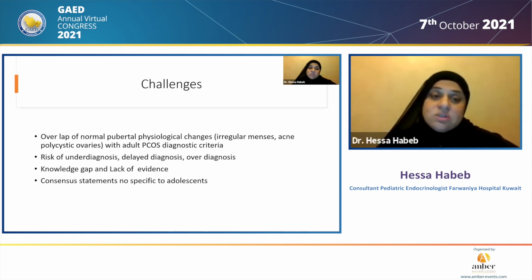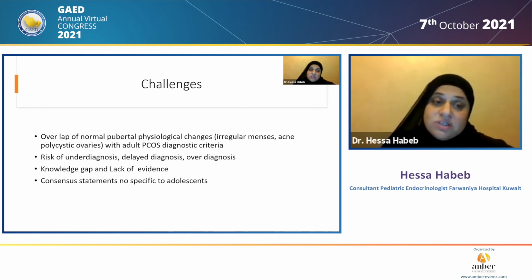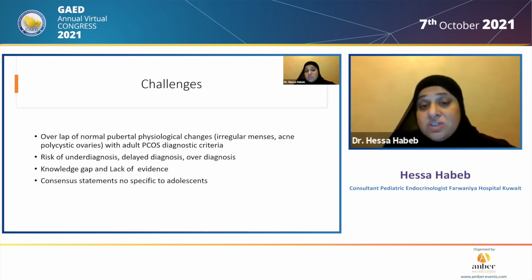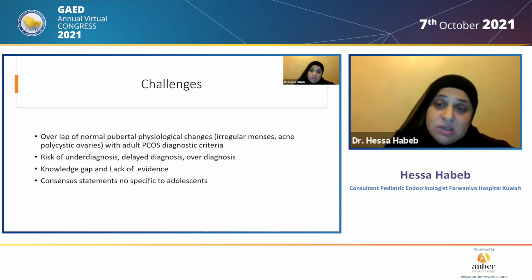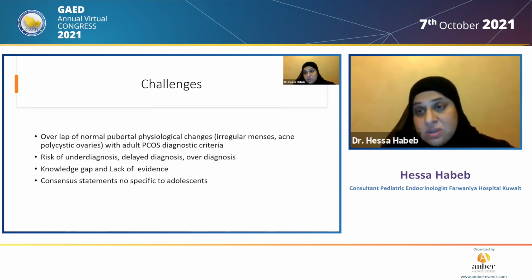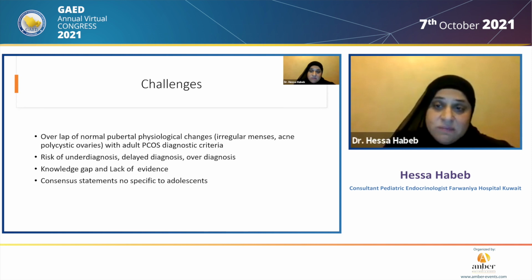The diagnosis of polycystic ovary syndrome in adolescents is very challenging, and there is a lot of controversy around the diagnosis, as I mentioned, management, and care for these children. There's a lot of overlap of normal pubertal physiological changes, as with our patient Suha, irregular menses, acne, polycystic ovaries, with the adult PCOS criteria. And there is a risk of underdiagnosis, delayed diagnosis, and overdiagnosis of these children.